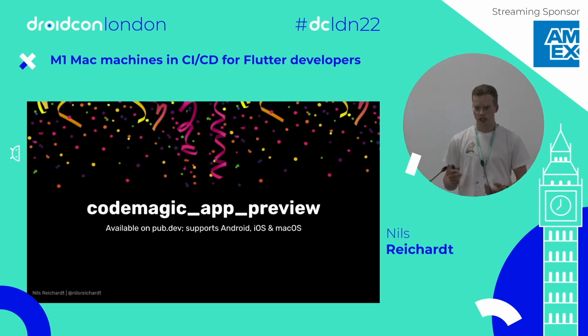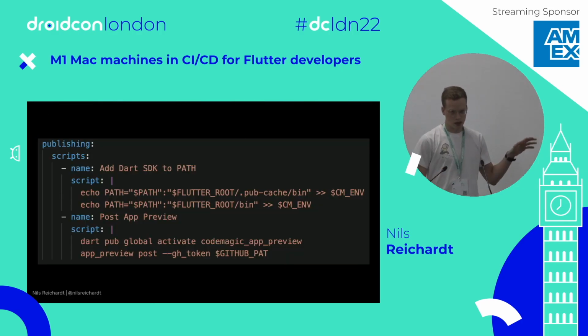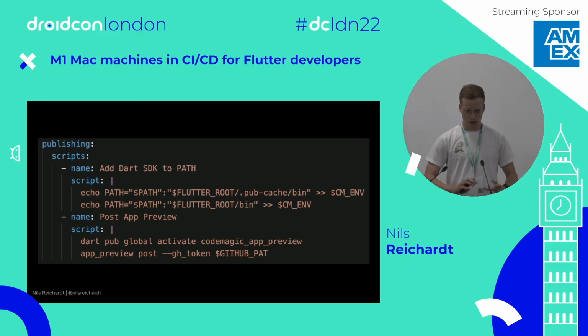You can use it on Android, macOS, and iOS, and it's really easy to add because you just need to add these few lines in your CodeMagic file, and that's it. So it's basically the last line, and it's doing everything for you with some magic in the background, and then it's posting the comment on the pull request. It also has some monorepo support, so if you're using a monorepo, it's no problem.